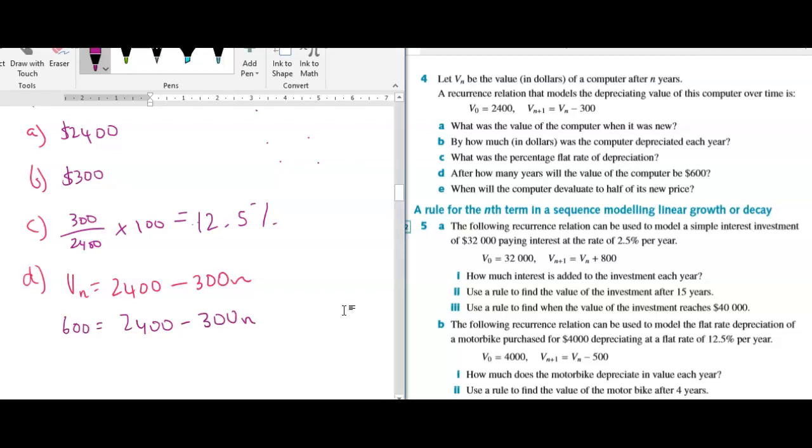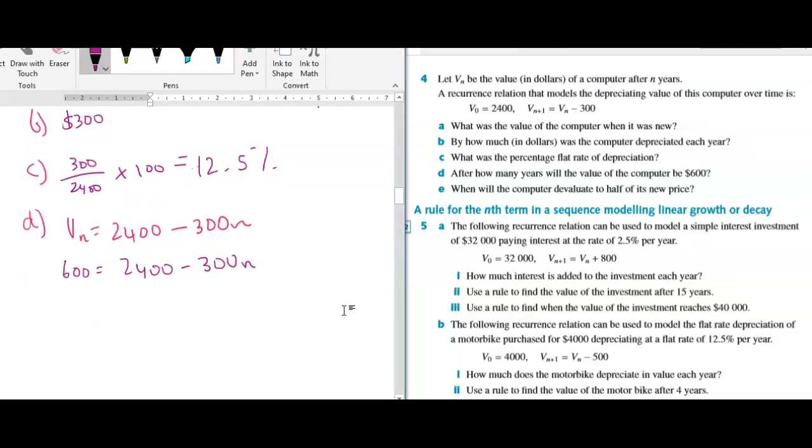So let's just solve for n. You can do that on your calculator if you like, but I'll just do it algebraically. So take away 2,400 from both sides. So that's negative 1,800 equals negative 300n, and divide both sides by negative 300. So n is equal to 6.